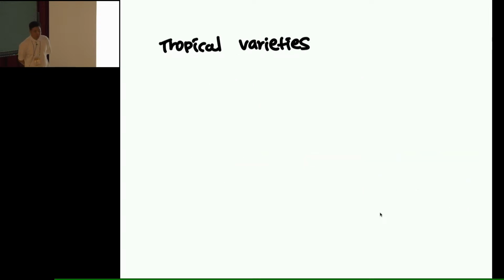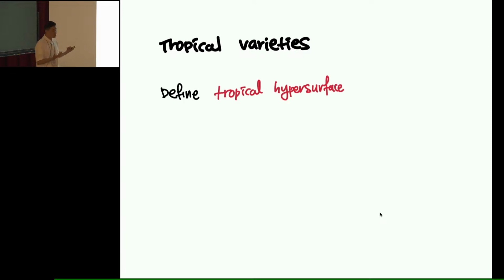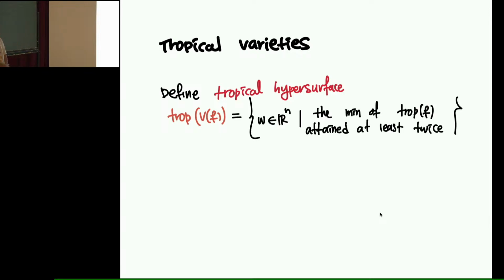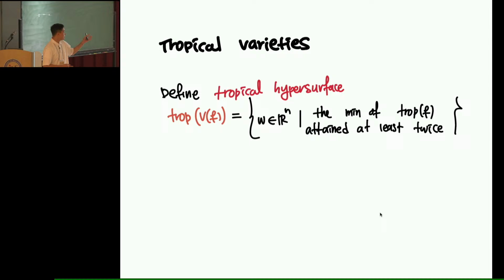But I want to talk about the tropical variety. But let me just go back to the simplest variety that we can think about, which is the tropical hypersurface, because it will be defined by only one polynomial. Let me define tropical hypersurface in this way. What I want to do is, we have a tropicalization of the polynomial. I want to collect all the points in R^n such that the minimum of this tropicalization is attained at least twice. This is how we define the tropical hypersurface.